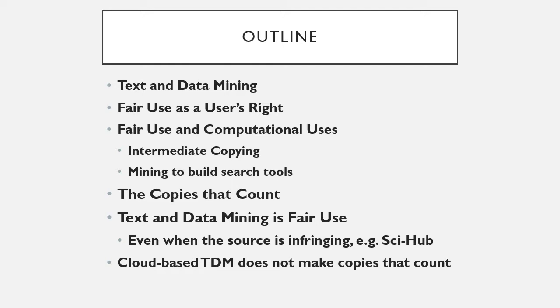And then I want to make the argument that text and data mining is fair use, primarily under fair use, but also that the limit on the copies that count would limit certain uses of the temporary copies. And my argument extends even to when the source is infringing, such as Sci-Hub, which is clearly infringing copyright in the US, but I still think a researcher could use that as a corpus for text and data mining. And I want to end just talking about how cloud-based text and data mining may not even need fair use and could be legal just because of temporary copying.